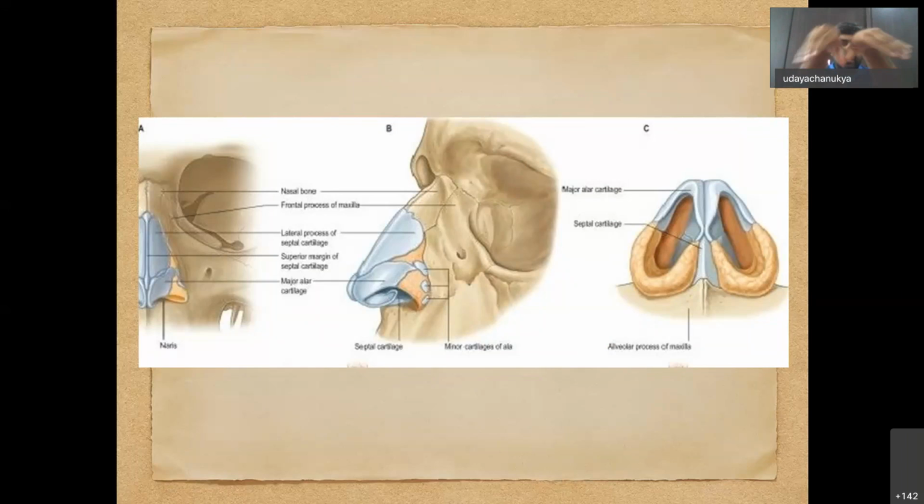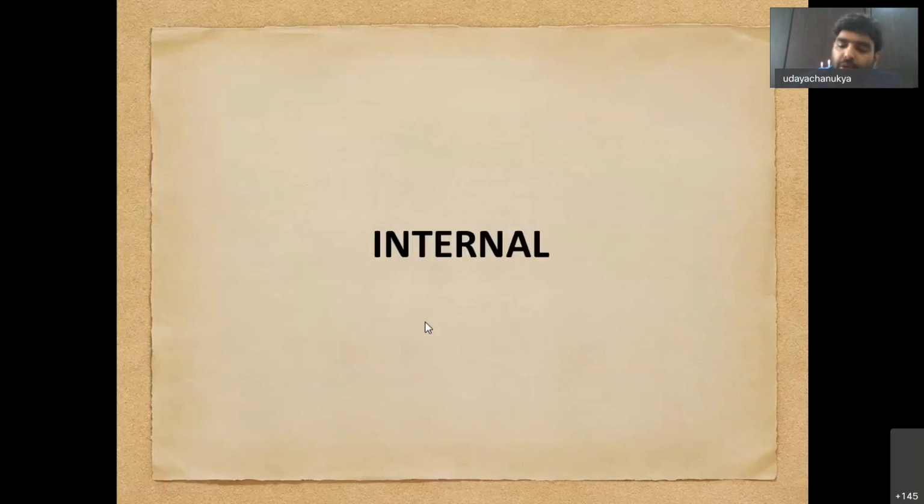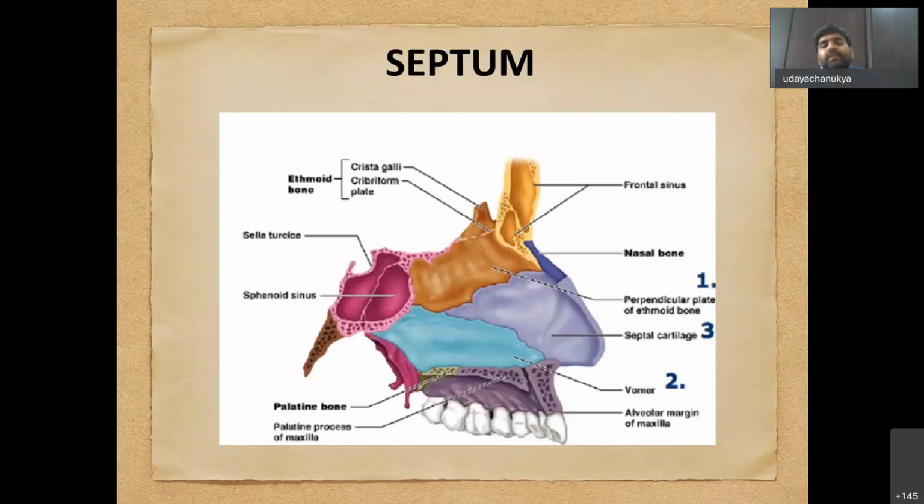The intermediate part forms the prominent part of the ala, and the lateral part is what gives the contour of the nose. You can see these lower lateral cartilages are incomplete, and this is completed by the fibrofatty tissue, and you can also see minor cartilages of the ala. Going to the internal part, the first thing is the septum.